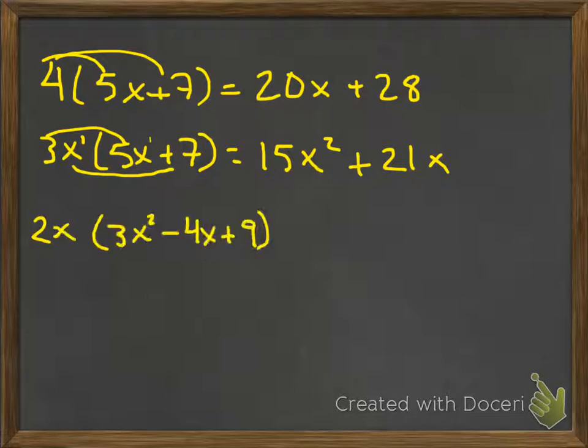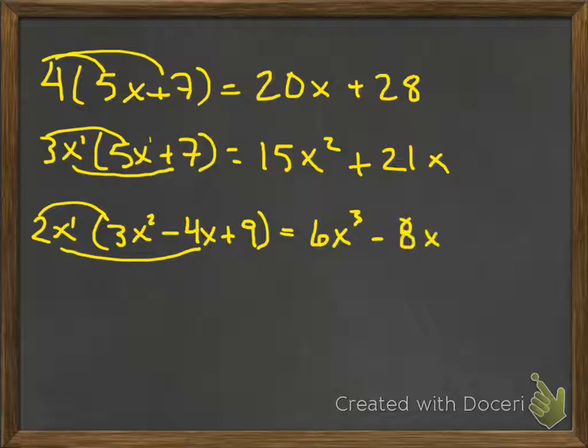Anyways, let's look at another example. How about a slightly bigger one? 2x times 3x squared minus 4x plus 9. I'm going to say 2x times 3 is 6x, but again, 1 plus 2 is 3, so 6x cubed. 2x times negative 4x is going to be negative 8x squared. And then 2x times 9 is positive 18x.